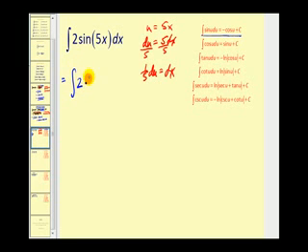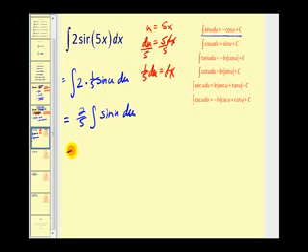2 times, now dx is equal to 1/5 du. So we'll have 1/5 du, and then sine 5x is just sine u. Let's go ahead and rewrite this one more time. This would be 2/5 sine u du. So we'd have 2/5 times the integral of sine u, which is negative cosine u, so we'll have negative cosine 5x plus c.